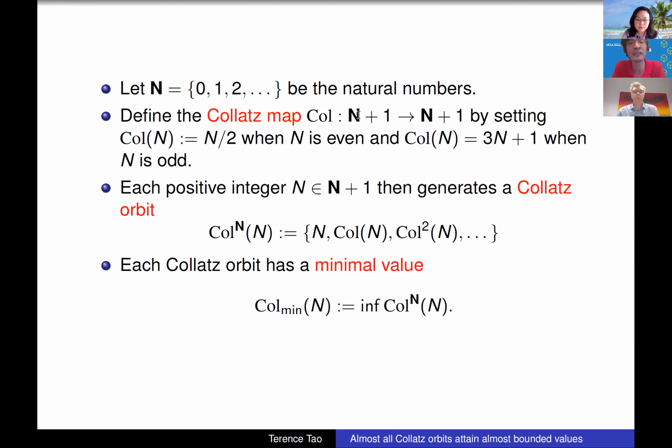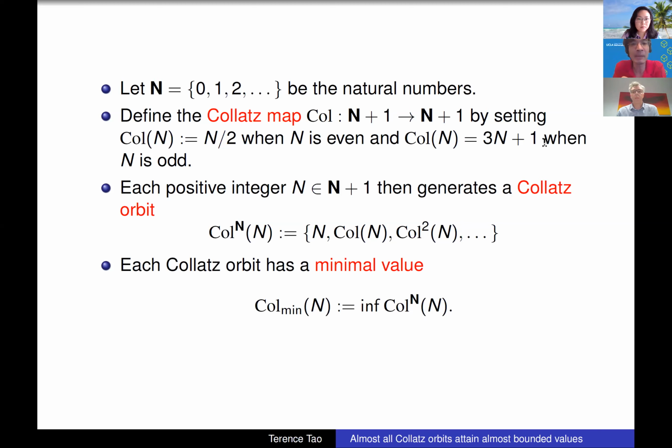Right, so we work with the natural numbers, 0, 1, 2, 3, and so forth. So N plus 1 means the positive integers, 1, 2, 3, 4, 5. The Collatz conjecture is about a certain map that you can iterate on these positive integers. It's called the Collatz map, which I'm going to call Col. What it does is that you take any number capital N, and if it's even, you divide it by 2. And if it's odd, you instead multiply by 3 and then add 1.